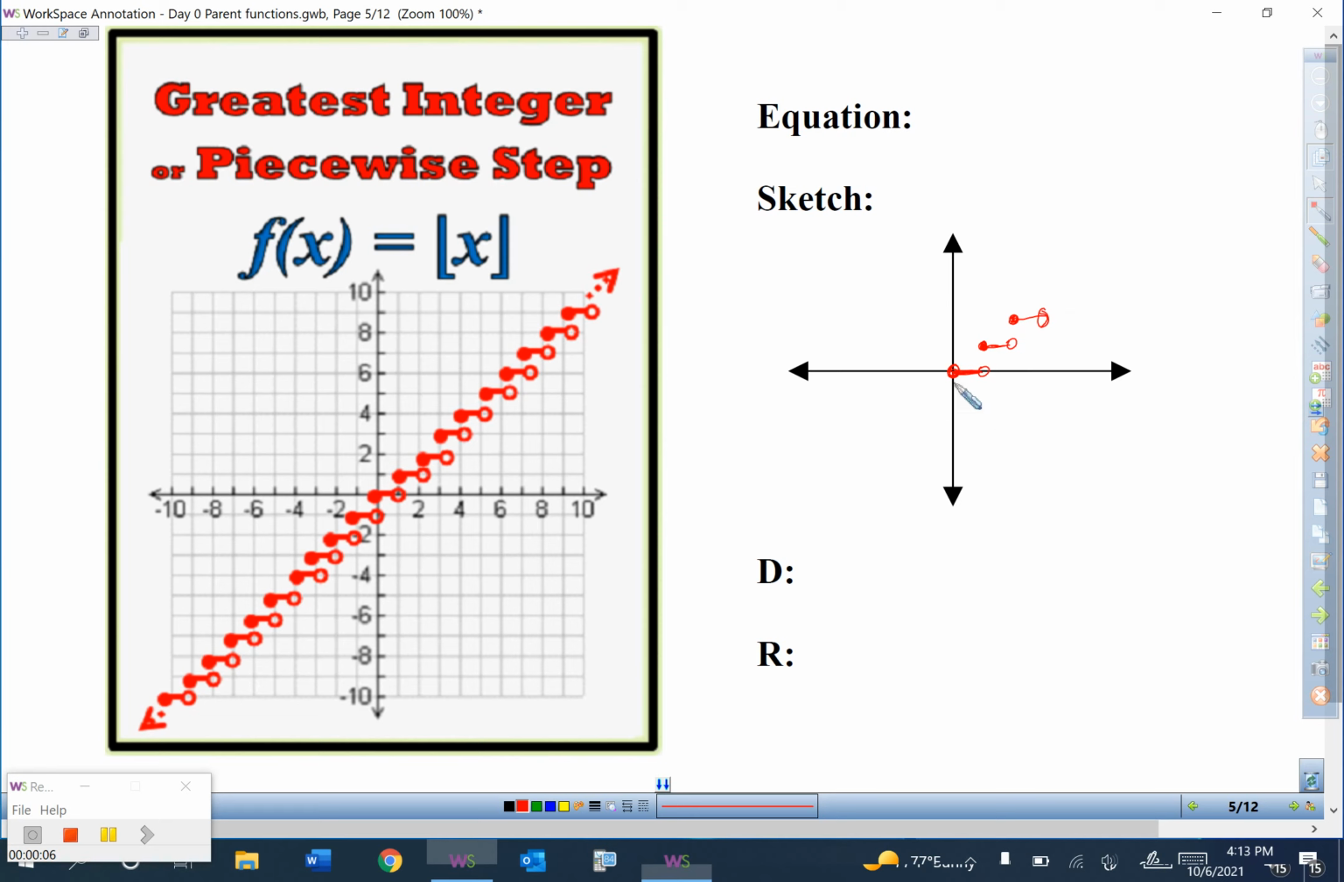So this way, below that 0, 0, you're going to put open, and then to its left, closed. And then we'll just do one more. And this does go on forever just like the rest, so I just throw arrows on the end to indicate that.